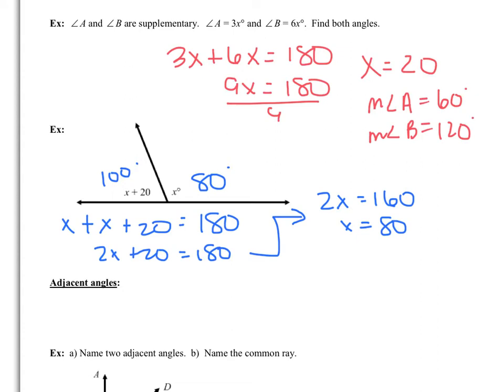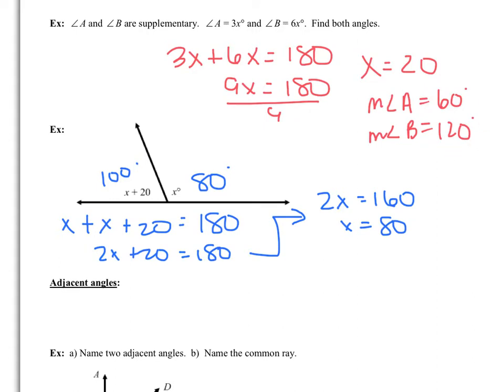So on the first example, you just take your two angle measures, which are 3x and 6x, add them up, and they add to 180 because they're supplementary. Combine like terms and solve, you get x equals 20. So then if x is 20, the measure of angle A would be 60, and if x is 20, the measure of angle B would be 120. And that makes sense because if you add those, they add up to 180.